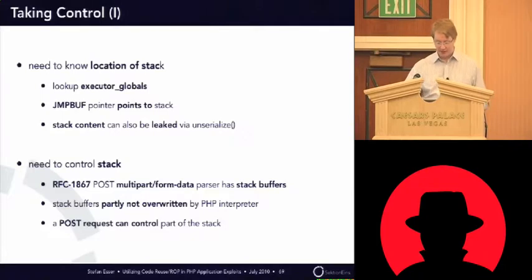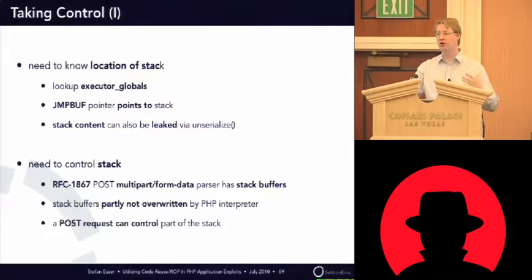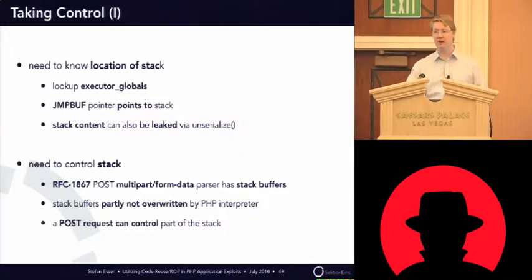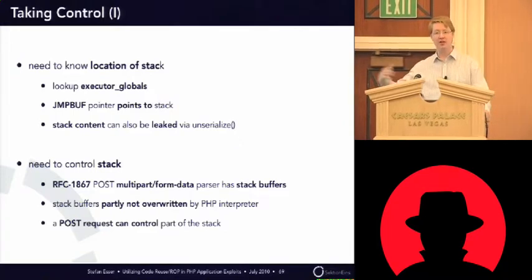So the idea to do the code execution exploit is, you first need to know the location of the stack, because the stack is usually completely randomized, even more than all the other things, so it's really hard to find the stack. But you can already look up any symbol in PHP, so what you do is you look up the executor globals. And the executor globals is, I think, the second biggest struct inside of PHP.